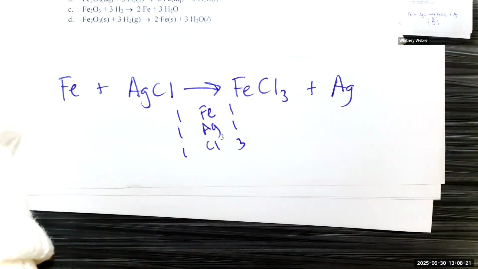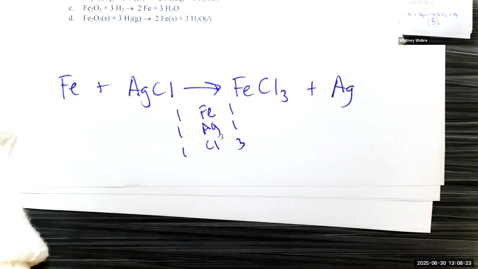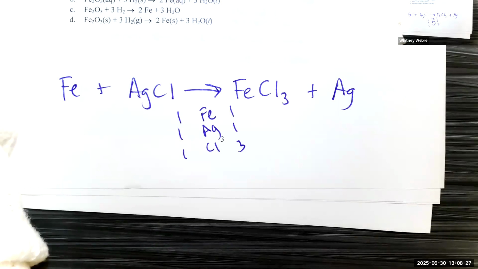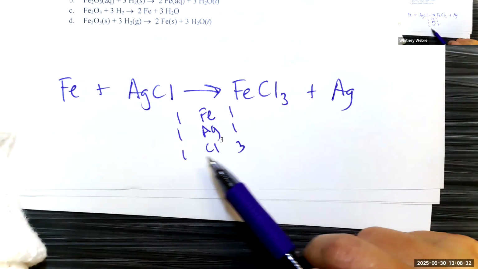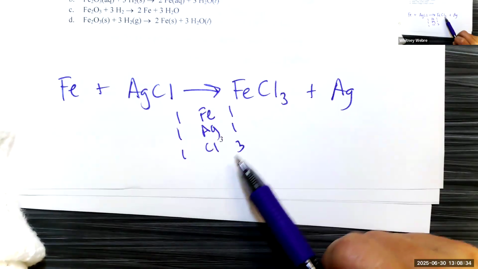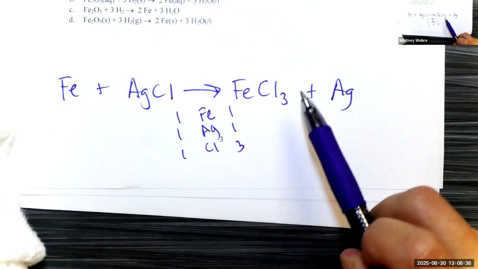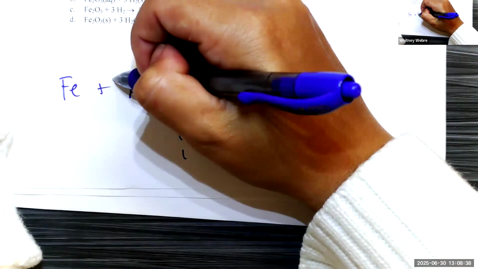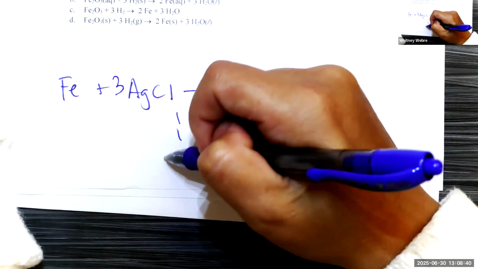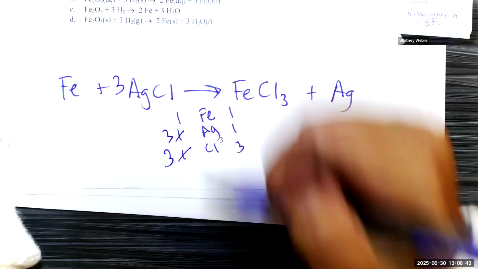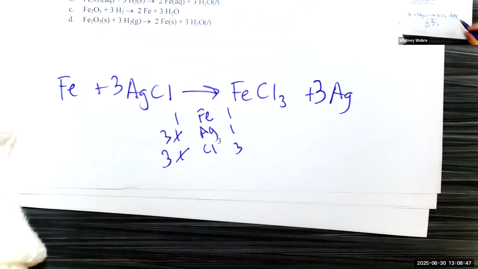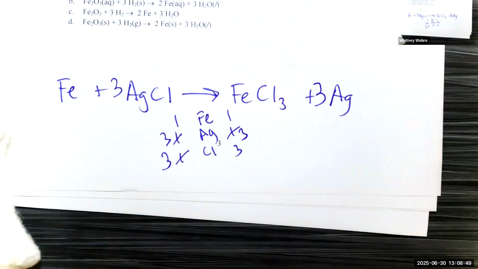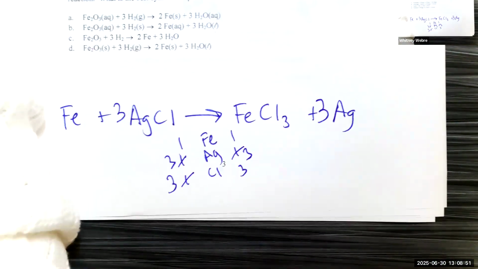What do I do first? So I'm looking at the chlorides. The only thing that's wrong here is the chlorides, chlorines. So what do I have to do over here to get it to be a 3? Okay. So now I have 3, but my Ag is now 3. Perfect.